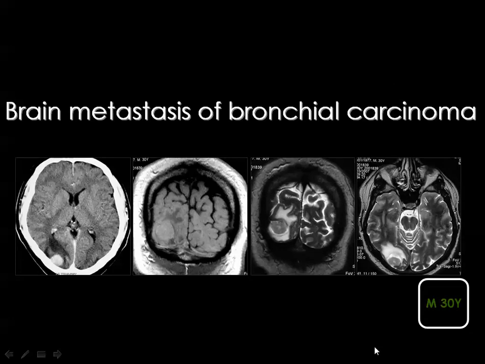That's to say, in bronchogenic carcinoma, the brain is one of the common sites for metastasis. And this is the brain metastasis from bronchogenic carcinoma by CT and MRI T1, MRI T2 coronal and axial.